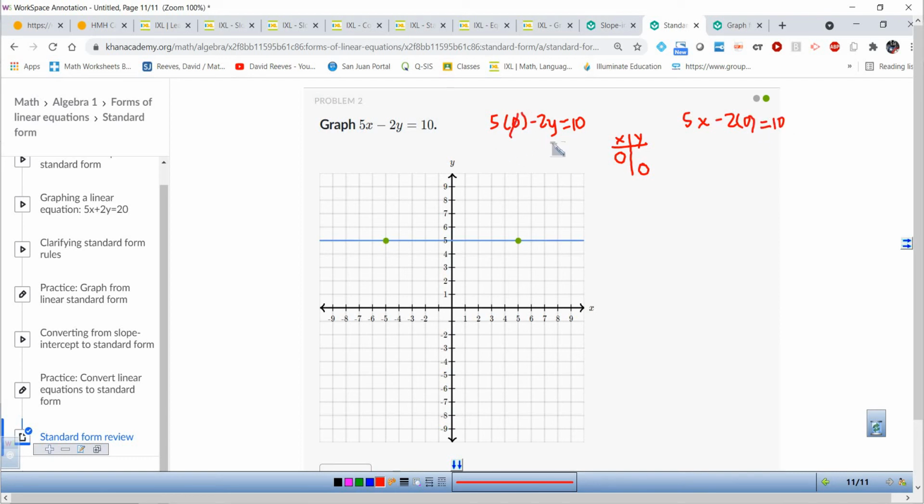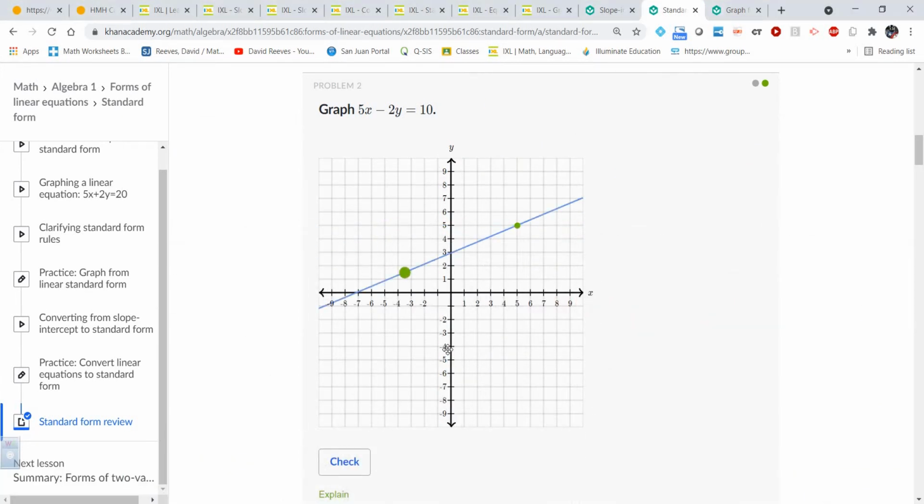When we do this one, we get that y-intercept of negative 5, right, that we just had. And when we do this one, we get that x-intercept of 2. So now we're ready to graph it. We know our y needs to be at negative 5, and we know that our x needs to be at 2. So we're going to draw a line through there. Our y-intercept needs to be at negative 5, and our x-intercept needs to be at 2. Now this gives us the graph of that line.